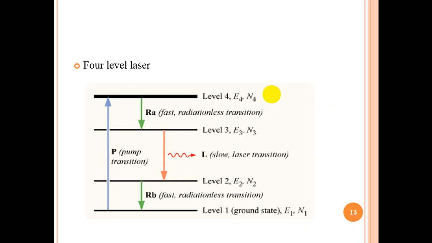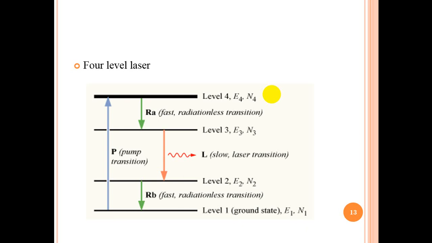From E4, the atoms decay to the energy state E3 by spontaneous emission. The transition rate of atoms from E4 to E3 is much faster as compared to the transition rate of atoms from E3 to E2. This is due to the reason that E4 is an excited state with a lifetime of atoms of the order of 10 to the power minus 8 seconds. E3 is a metastable state.